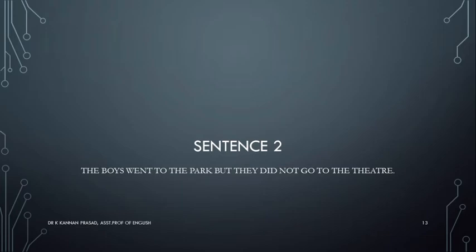The boys went to the park, but they did not go to the theater. You can straight away notice that this sentence has an extra set of words added to it than the previous sentence. By introducing more words, we get more information. The information is conveyed through two sentences here. So let us break the sentence into two until it could continue to make meaning.